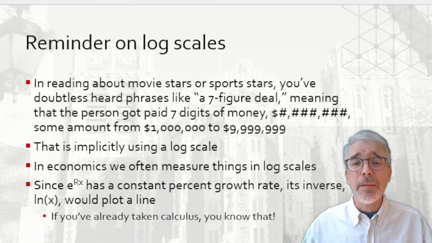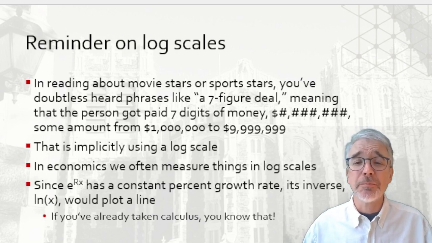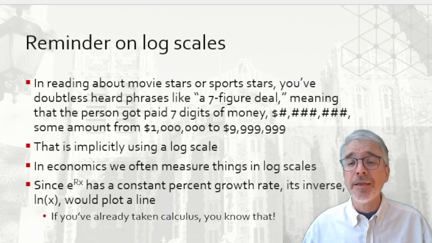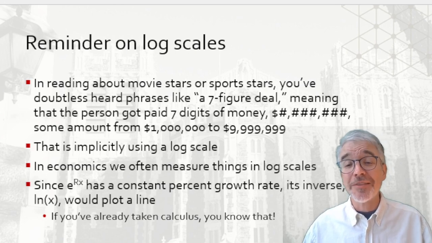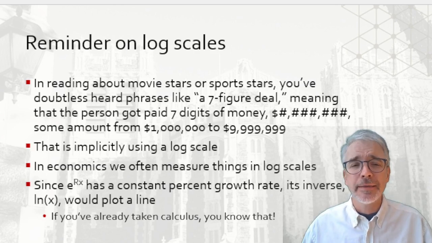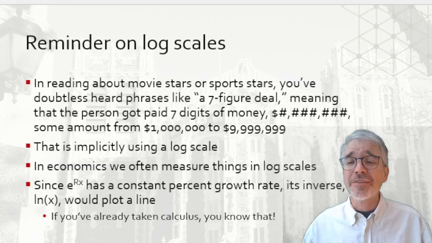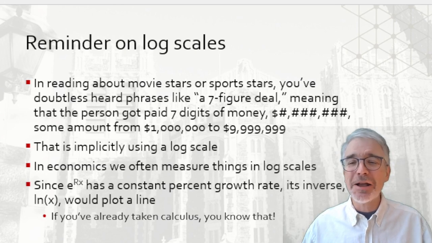Another thing to remember is exponents and logs. You've probably heard news items about some movie star or sports star getting paid, and you hear phrases like they signed a 7-figure deal, which means that person got paid 7 digits worth of money, some amount between $1 million and $9,999,999. So they're implicitly using a log scale. And we can measure our own salary in the same way. But you and me and most people we know are getting 2 digits per hour.